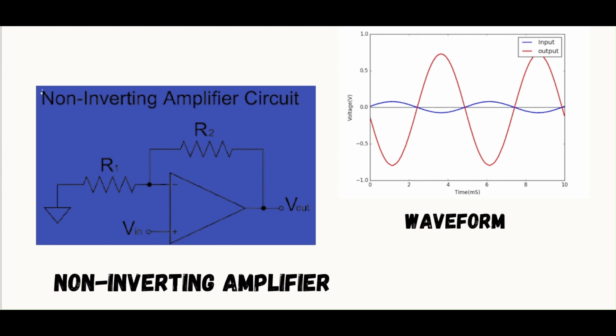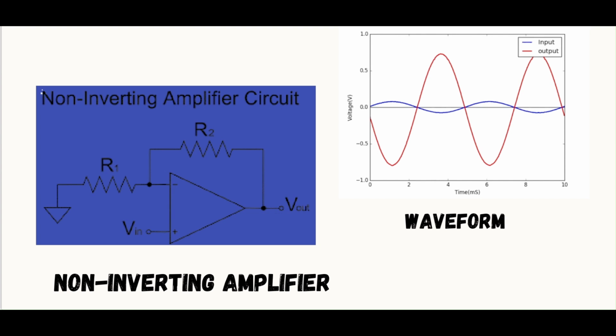R1 is the resistor between the inverting input and ground. R2 is the resistor between the output and the inverting input. From this, the output signal is an amplified version of the input with no change in polarity.